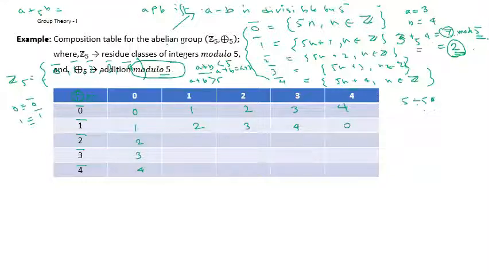2 plus 0 is 2, 2 plus 1 is 3, 2 plus 2 is 4, but 2 plus 3 is 5, which modulo 5 is 0. 2 plus 4 is 6, modulo 5 is 1. 3 plus 1 is 4, 3 plus 2 is 5, modulo 5 is 0. 3 plus 3 is 6, modulo 5 is 1. 3 plus 4 is 7, modulo 5 is 2. Similarly, 4 plus 1 is 5, modulo 5 is 0. 4 plus 2 is 6, modulo 5 is 1. 4 plus 3 is 7, modulo 5 is 2. 4 plus 4 is 8, sorry, modulo 5 is 3.